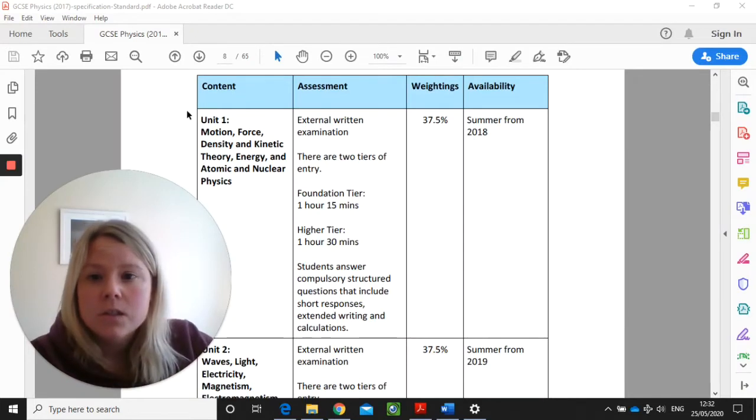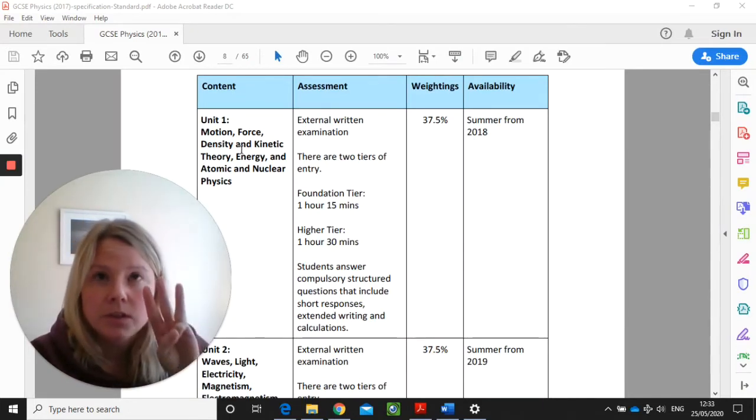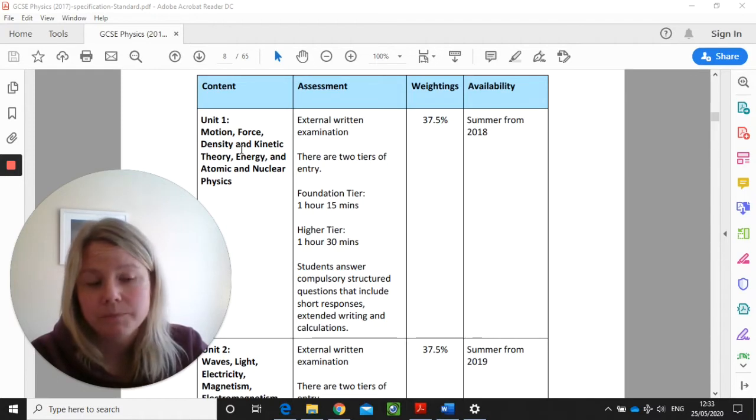Okay, so GCSE physics is split into 3 units altogether. You do Unit 1 in Year 11, and that is the unit that we are going to be starting with now. Okay, so let's have a little look at the specification for it. So you can see here the topics that Unit 1 is split up into.